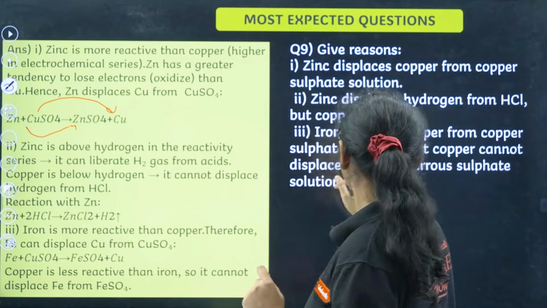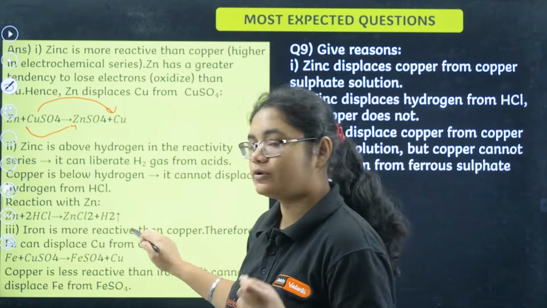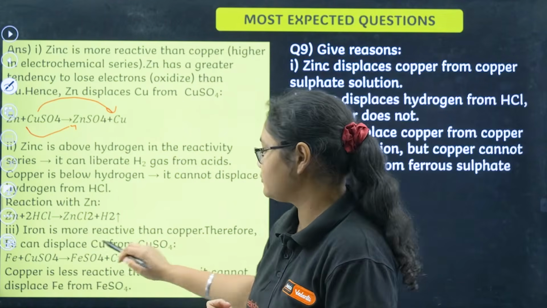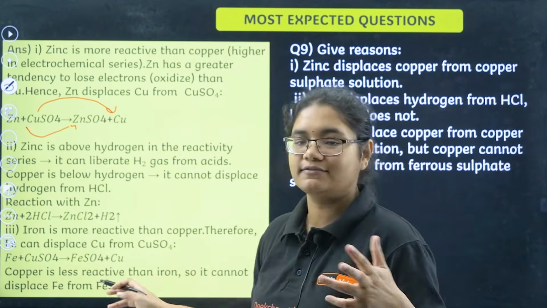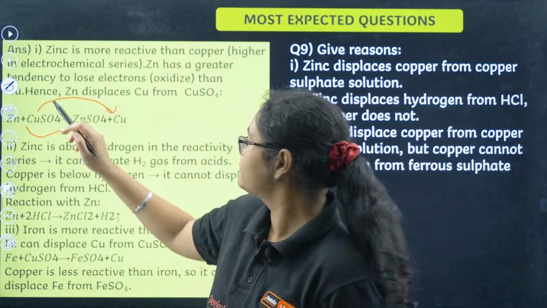Next we have: iron displaces copper from copper sulfate solution. So definitely iron is more reactive than copper, it is present above it. So therefore iron can displace copper from copper sulfate. Copper is less reactive, so it cannot displace iron from the ferrous sulfate solution.